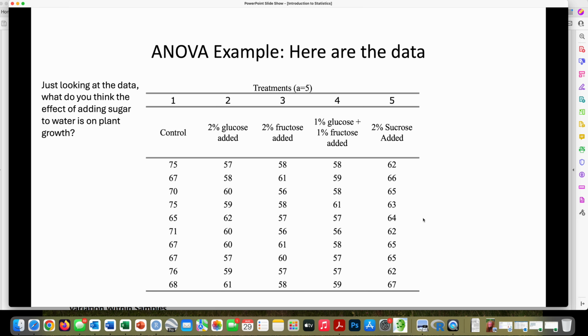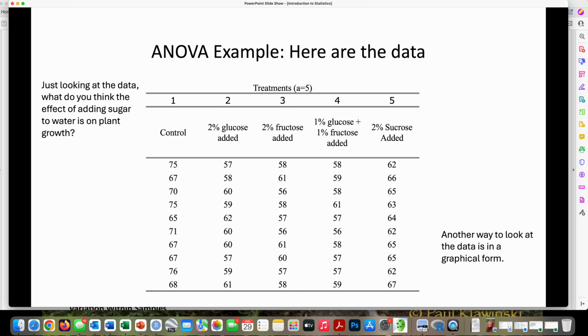So then the question is, if you just look at the data, what do you think the effect of adding sugar water is on the plants? You can see that the controls are all up in the 60s and 70s, and all the rest of these are down in the 50s and 60s for the most part. And so you might think that the controls grew better than any of the sugar solutions, but it's difficult to see what the pattern might be among the sugar solutions.